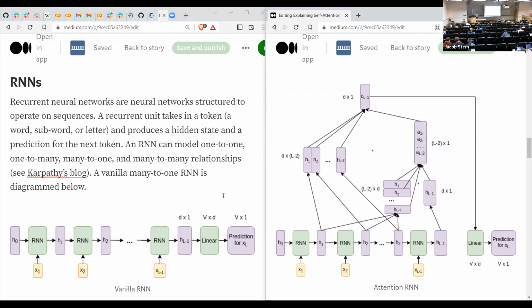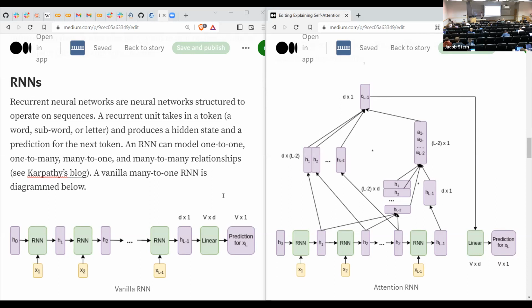Okay, so none of this on here is a transformer. This should all look familiar. So we have an RNN on the left and an attention-based RNN on the right. To show you where we're going, we're looking at the relationships between RNNs, attention-based RNNs, and self-attention to show you where these ideas came from.